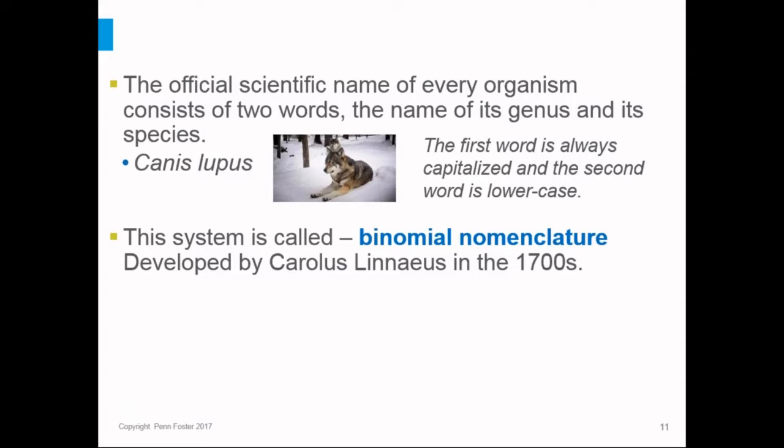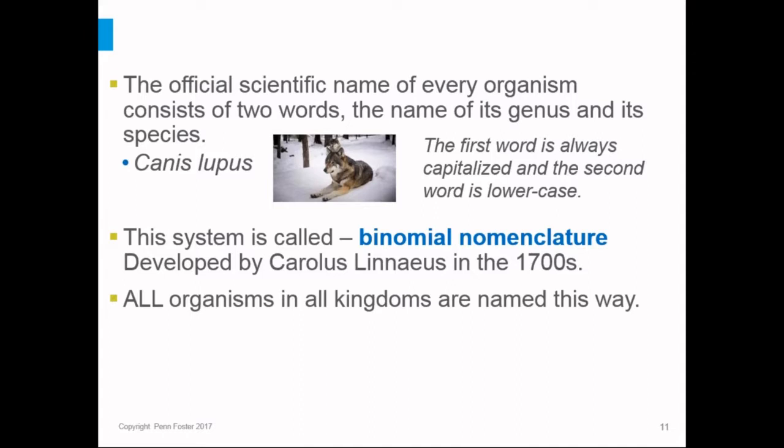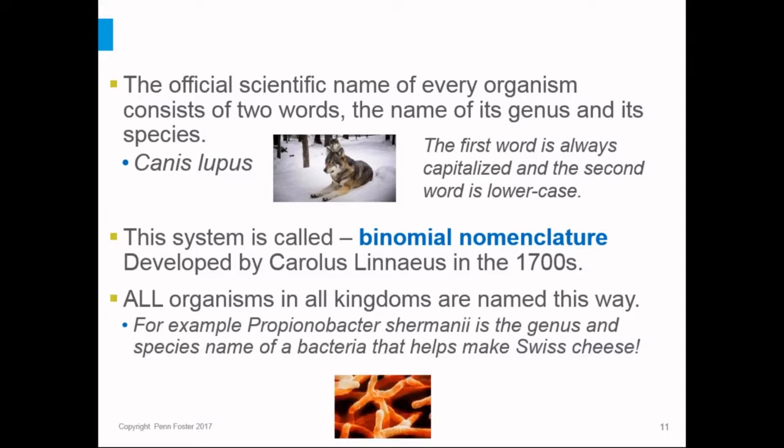The system was developed by a scientist named Carolus Linnaeus in the 1700s, and though classification has changed a lot since then, the basic binomial nomenclature idea has persisted. This is the way that all organisms in all kingdoms are named. So we might be familiar with the scientific names of some animals, but everything is named this way with genus and species. For example, Propionibacterium shermanii is the genus and species name of a bacteria that helps us make Swiss cheese.